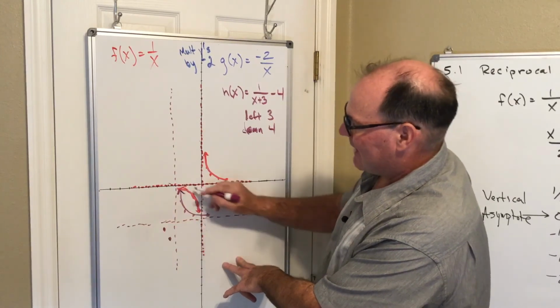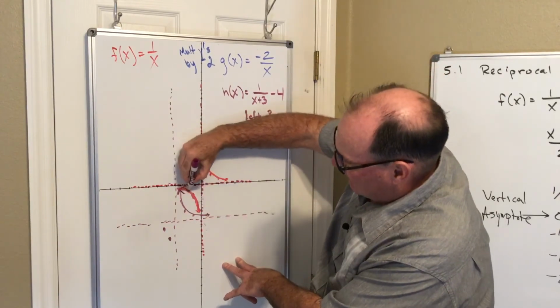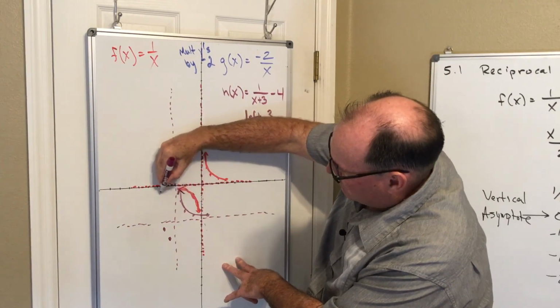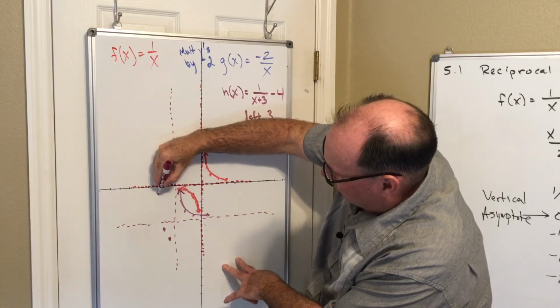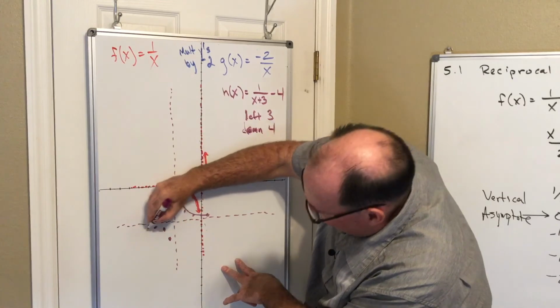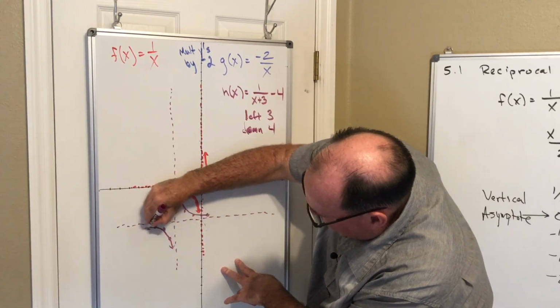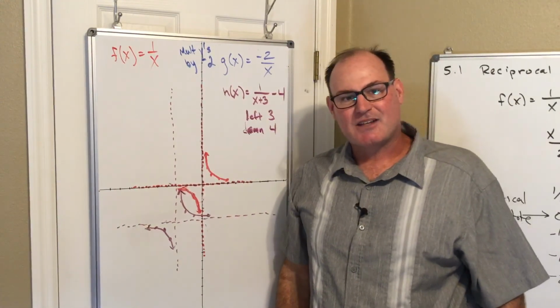And then last but not least, this point that is at negative 2, negative 1/2, I'm going to take left 3, 1, 2, 3, and then down 4. So 1, 2, 3, 4 to right about here. And again, my graph is never going to go through those asymptotes. It's going to get closer and closer. And that is my transformation.